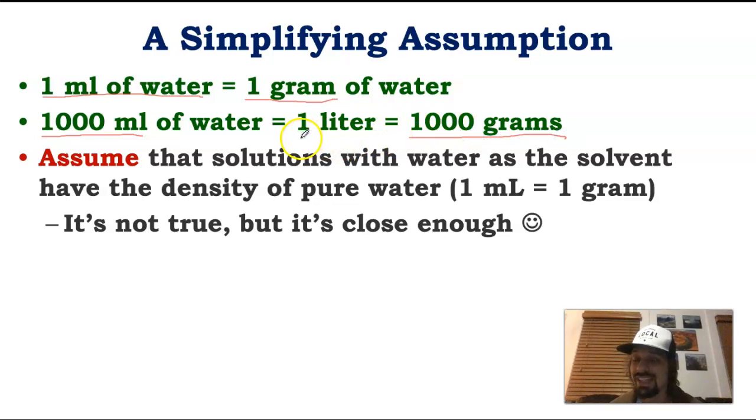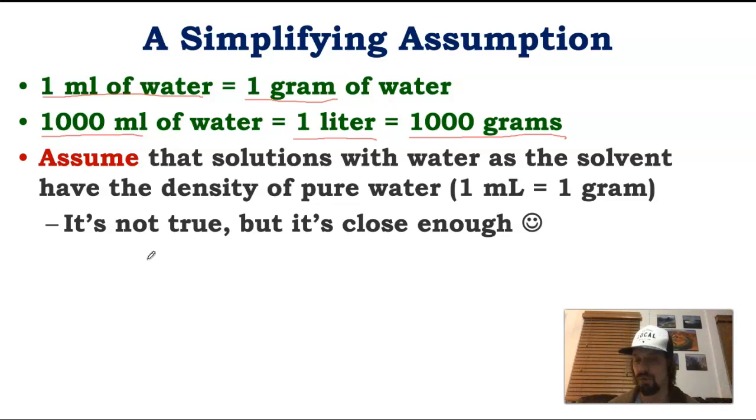Remembering 1 liter is 1,000 grams or 1,000 milliliters. So if you have 0.5 liters, that would be 500 milliliters, and then that would be 500 grams. Remember, there are 3 decimal places. If I'm going to milliliters, I move it 3 places to the right. If I'm going to liters, I move it 3 places to the left.